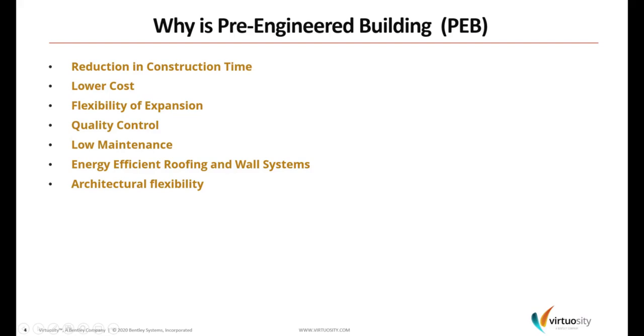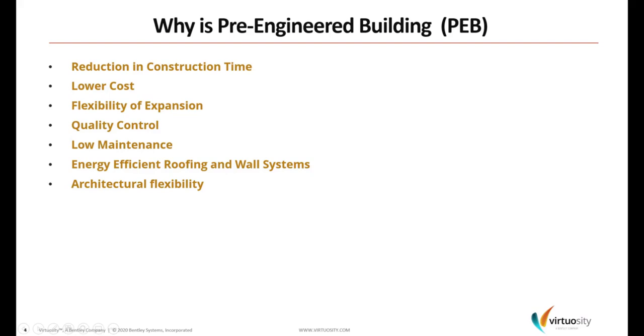Then this kind of pre-engineered building has a lot of flexibility, and one can have some energy efficient roofing and wall system as well, mostly for a very hot climate, just like in the Gulf or some other areas where there is extremely high temperature. They can have some specialized systems like an energy efficient roof and wall system.